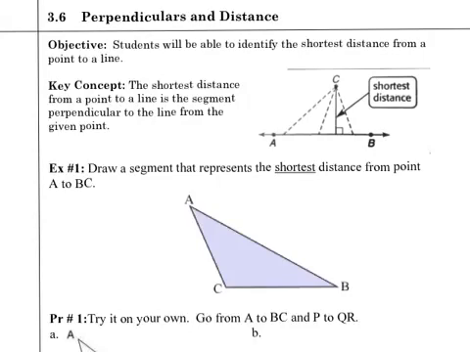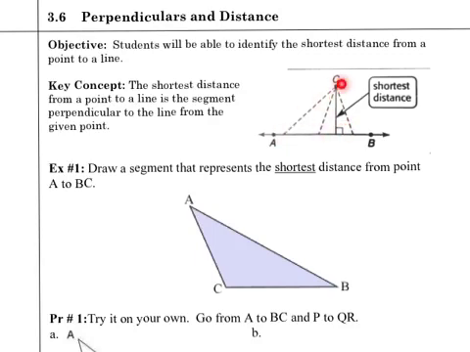Okay, 3.6, perpendiculars and distance. This is pretty short notes. Basically, the key concept that we're trying to get here is that the shortest distance from any point, so we got a point C here, to a line, and here's a line AB, is always going to be perpendicular to that line that we're trying to approach. So it's always going to be at a 90-degree angle.